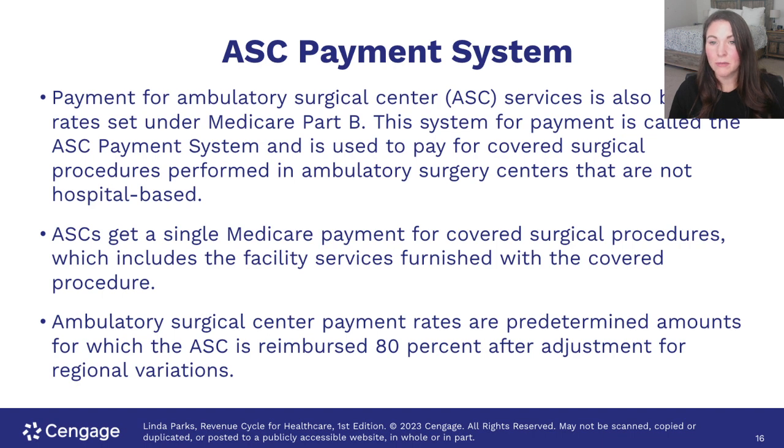ASCs get a single Medicare payment for any covered procedure that includes all of the facility services, so nursing services, drugs, administrative, housekeeping, etc., and also services like blood supplies, supplies for administering anesthesia, radiology services, etc. These payment amounts are predetermined, right? And the ASC is reimbursed 80% after adjustment for regional variations, aka cost of living. And so then the patient's coinsurance is that remaining 20%. That's what they would owe.